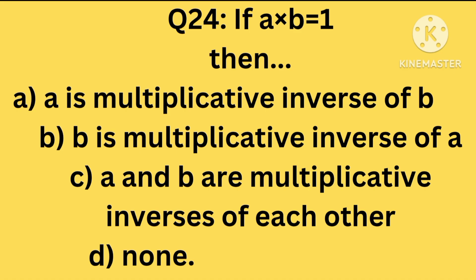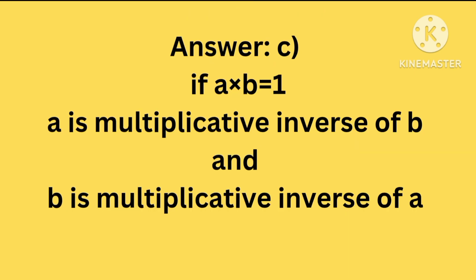24. A multiplied by B is equal to 1, then A is multiplicative inverse of B, B is multiplicative inverse of A, A and B are multiplicative inverses of each other, or none. If A multiplied by B is equal to 1, then A is multiplicative inverse of B and B is multiplicative inverse of A. So both A and B are multiplicative inverses of each other. So option C is true.